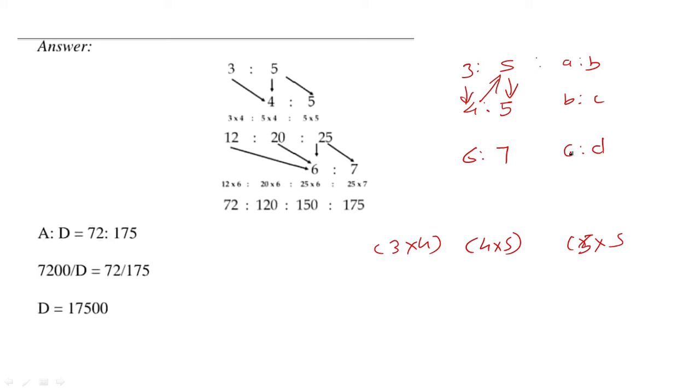Now the next step, multiply by C. C is 6, so multiply by 6. And these are our A, B, and C. So what are these? These are 72, 120, and 150. And to get D, it will be 175, which is 25 into 7. Okay, C into D. 25 into 7 is 175.